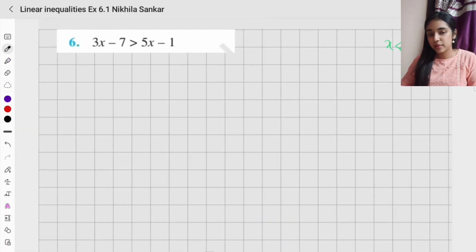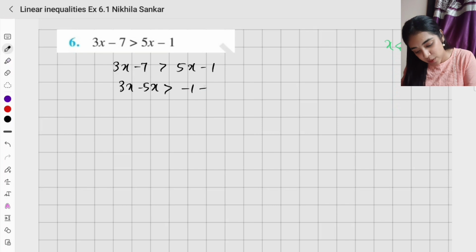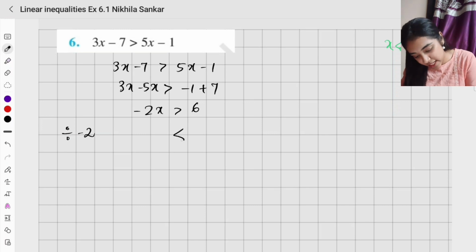Question number 6. I'm going to solve this quickly. 3x minus 7 greater than 5x minus 1. 3x minus 5x. I'm bringing the 5x to the other side. Minus 1 plus 7, taking 7 to the other side. So I'll have minus 2x greater than 6. So in that I'm going to divide by -2 on both sides. So the inequality changes. Greater than becomes less than.